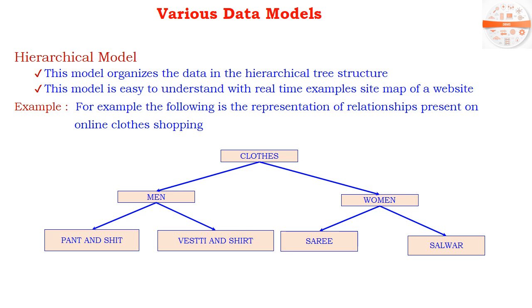For example, class. The class can be categorized as men's class and women's class. Further, the men's class can be subcategorized as pant and shirt, vetti and shirt. Similarly, the women's class can be categorized as saree and salwar.